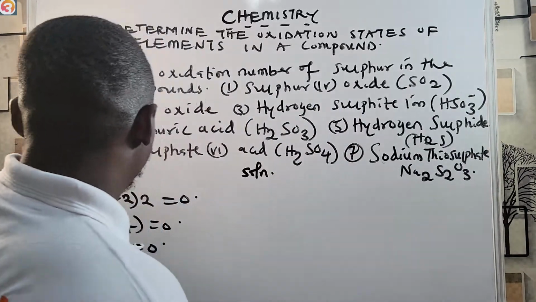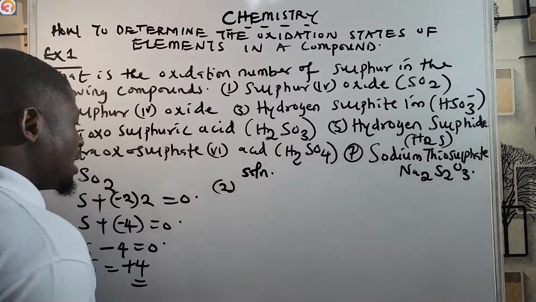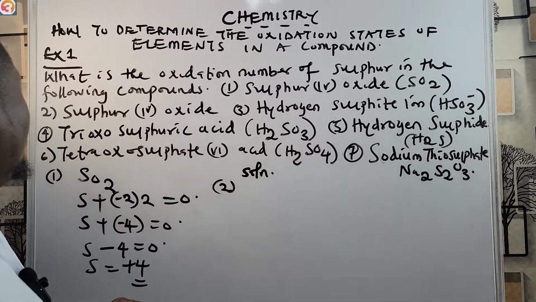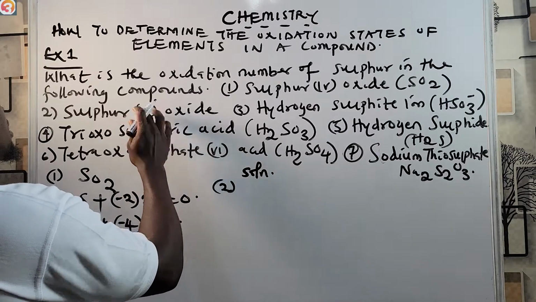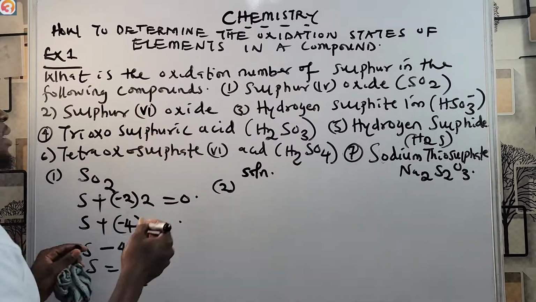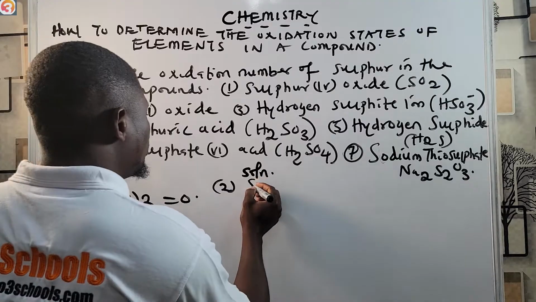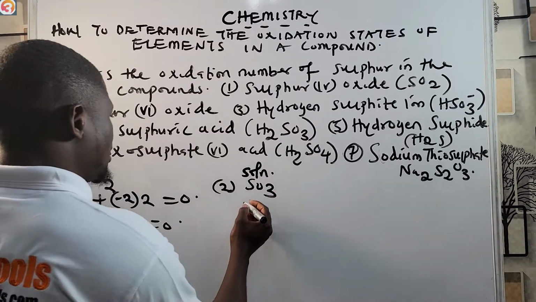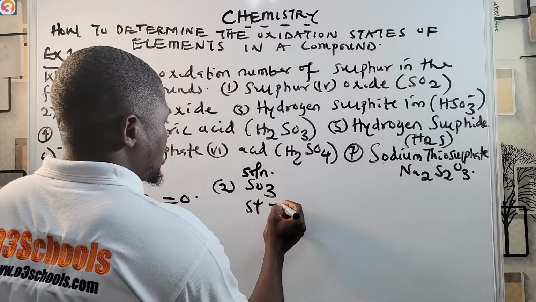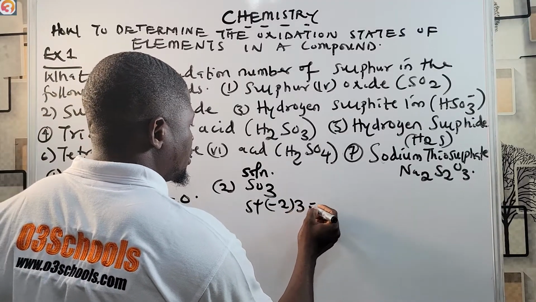All right. Now, number 2. I'm sure that one is very clear. Now, number 2, we are told to find the oxidation number of sulfur in sulfur 6 oxide. This is supposed to be 6, because I've done sulfur 4 already. Now, sulfur 6 oxide is SO3. The same thing we did here is what I'm going to do here. I'm going to have S plus -2 times 3 is equal to 0.